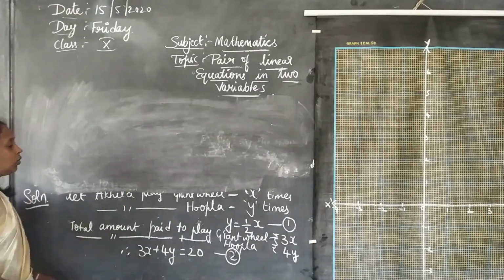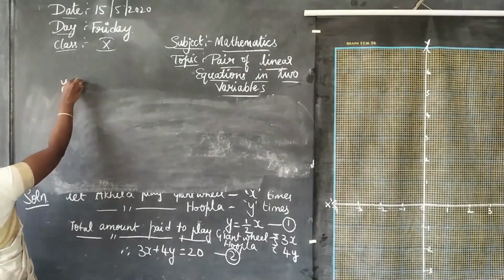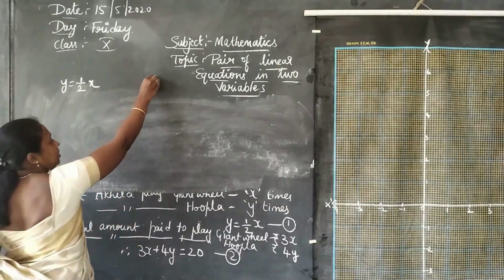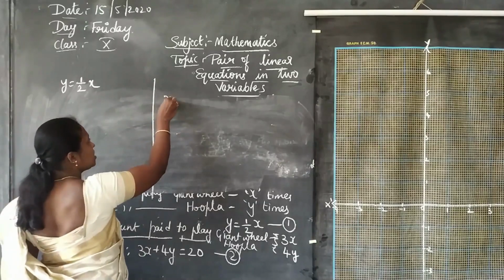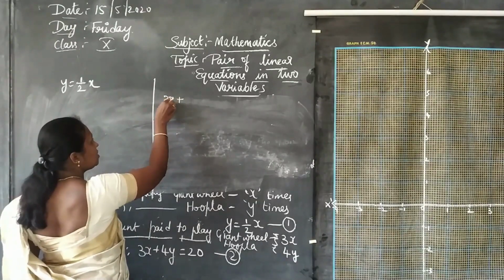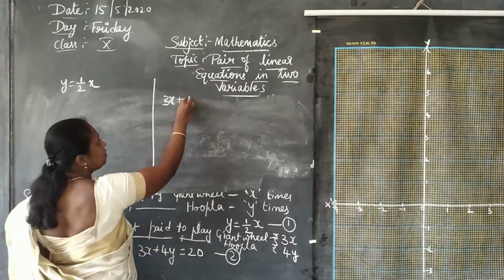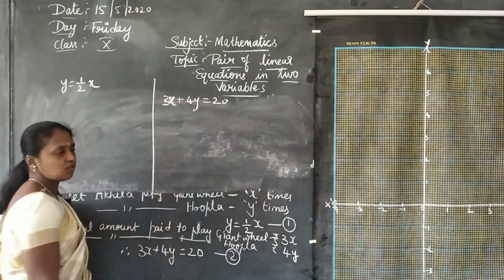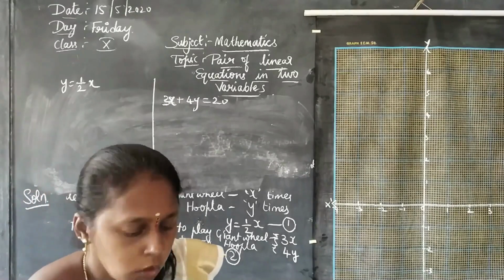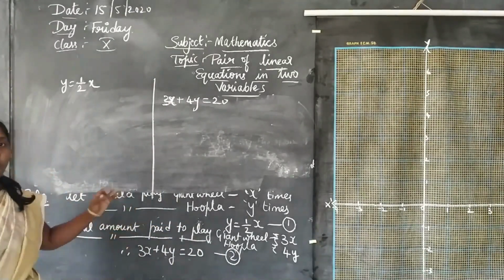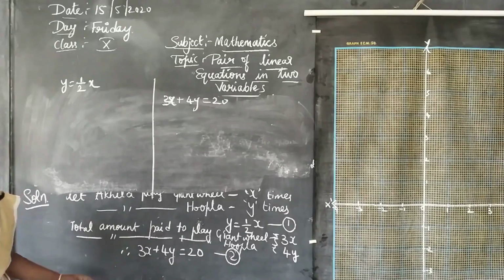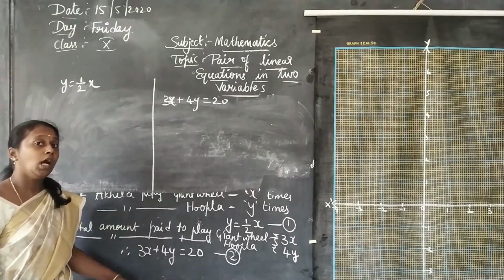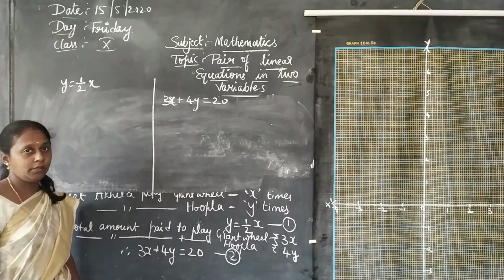Two equations. y is equal to 1 by 2x, and 3x plus 4y is equal to 20. This 3x plus 4y is equal to 20 is one more equation. How are we going to plot the graph? First you need the values. How to calculate the values?